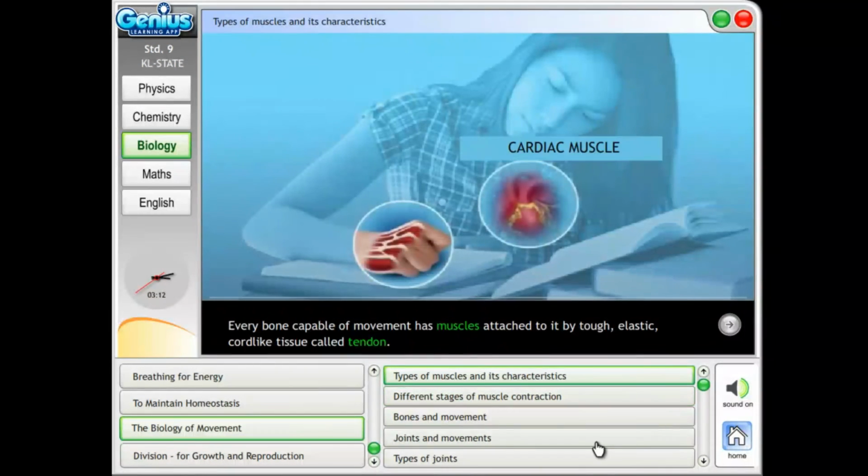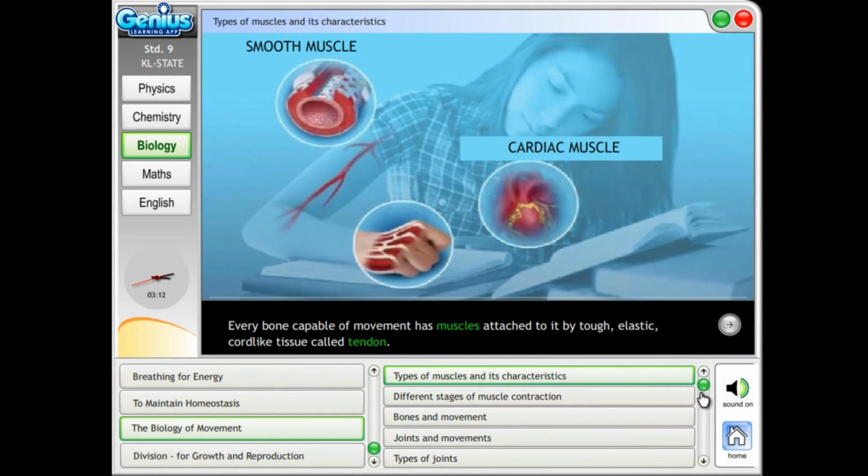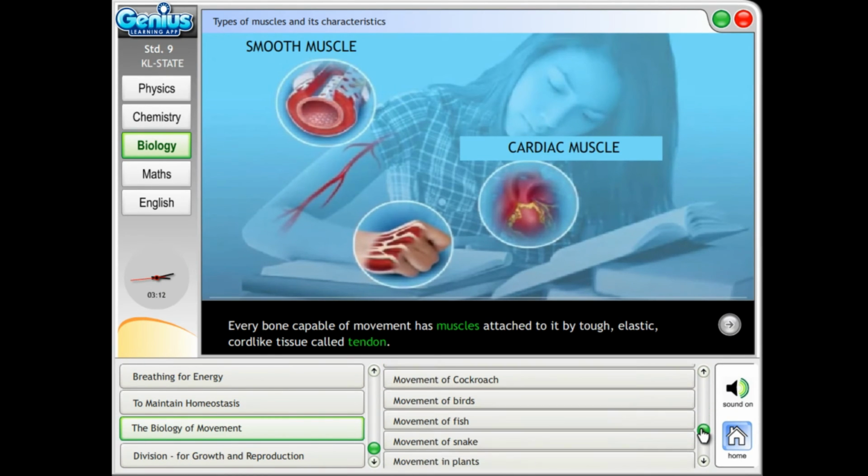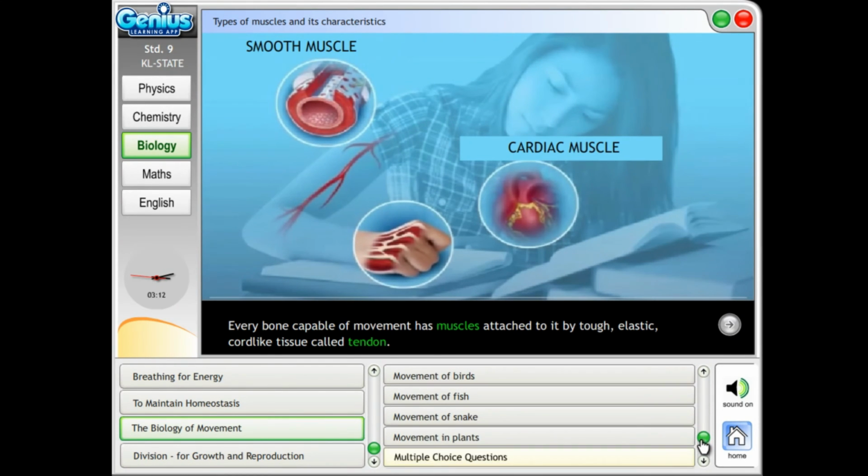Muscles. Every bone capable of movement has muscles attached to it by tough, elastic, cord-like tissue called tendon.